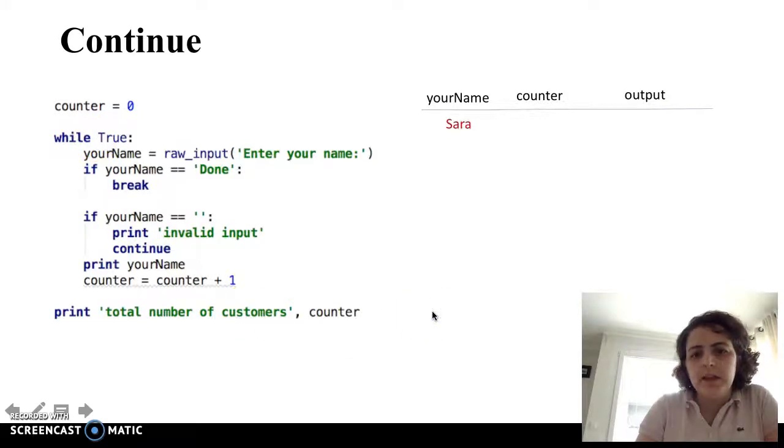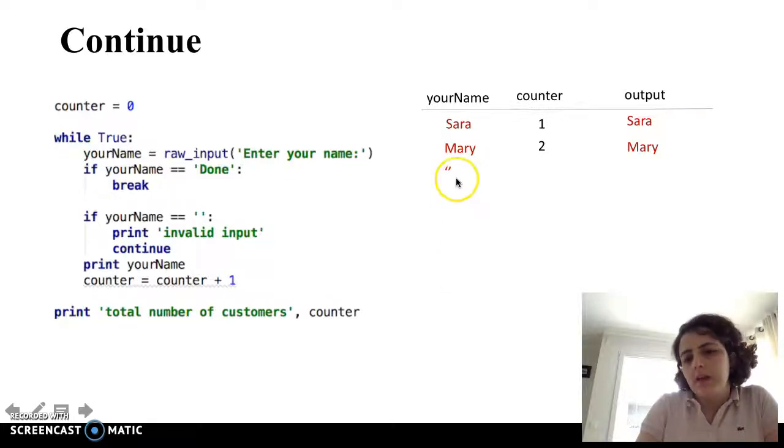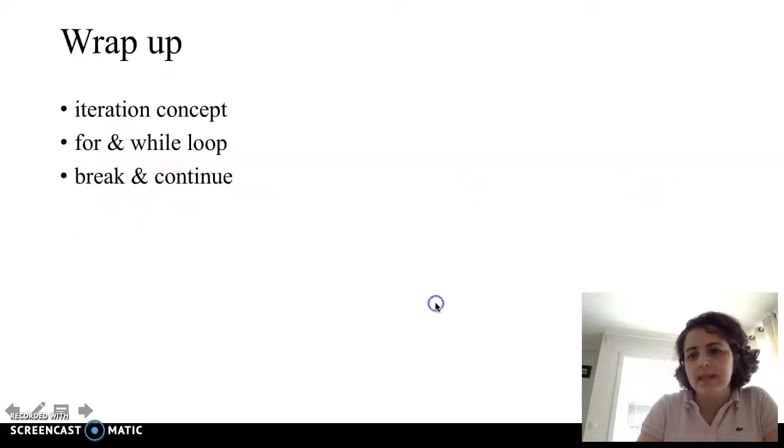Let's see the execution. The first name Sarah, the counter is 1, output Sarah. Second Mary, the counter is 2, output Mary. If no valid input, the counter is not incremented, and we are seeing invalid input in the output. Sam, the counter is increased, and we have the output Sam.